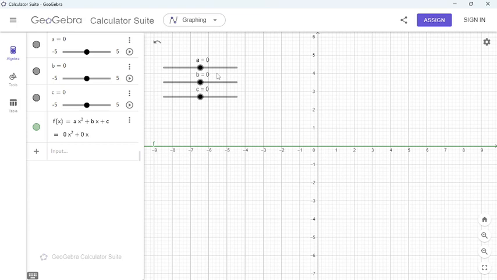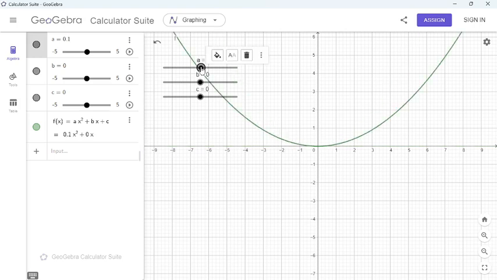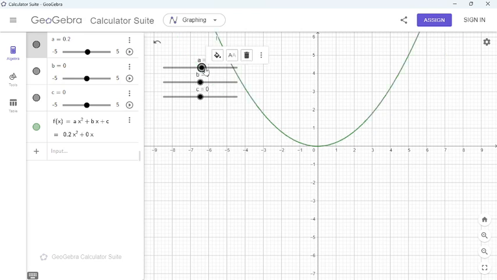Remember, the value of a is affecting the shape, whether concave up or down. So now a is 0, in this case just showing a straight line along the x-axis in green. Now let's move to a parabola. If we change the value of a to be positive, look at this one. The value of a is positive, which is 0.1, then 0.2.